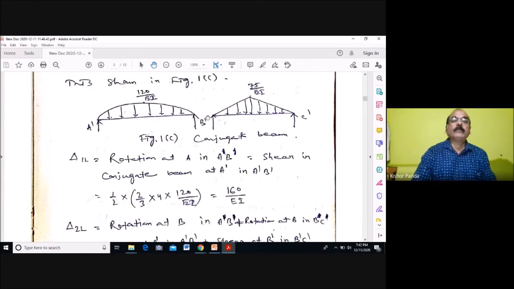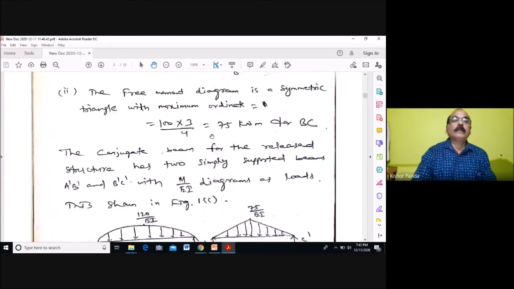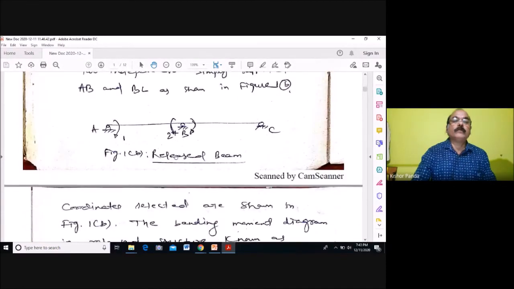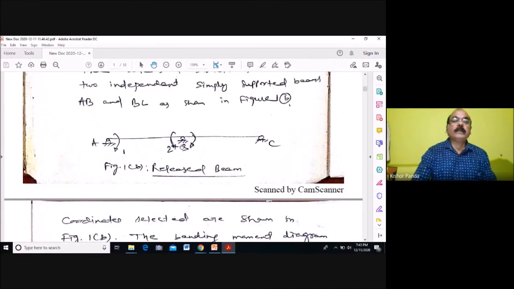Similarly, you can find delta 2L. So what is the displacement at coordinate 2? You have to find the displacement at coordinate 2. Here also, similarly, you can find: what is the reaction at B? What is the reaction at B? That reaction is the shear at B. So that shear, the shear of the conjugate beam at B, is equal to the rotation of the real beam.